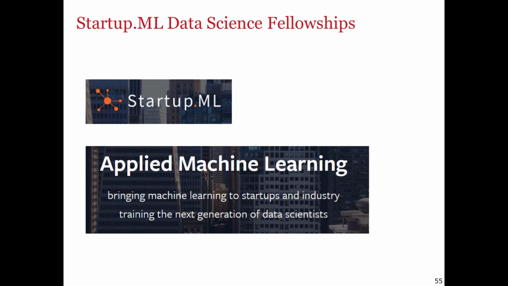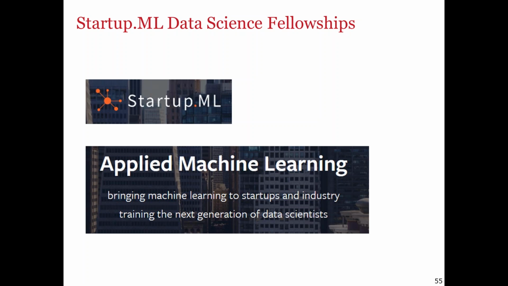One way to really develop the skill further is through companies that are emerging like Startup.ML, which you could Google. They're a relatively new startup company themselves, and what they are planning to do is they're creating this notion of a data fellowship.